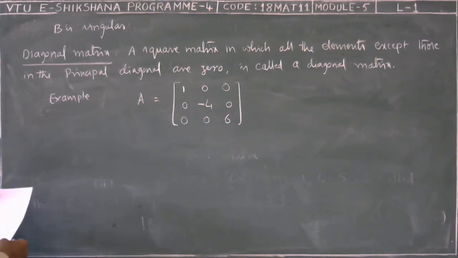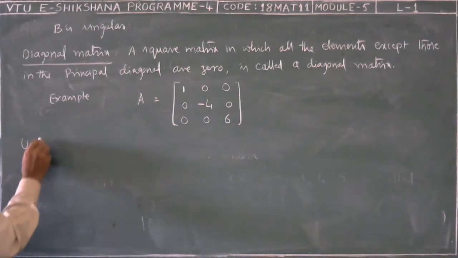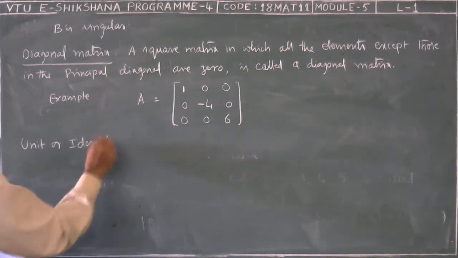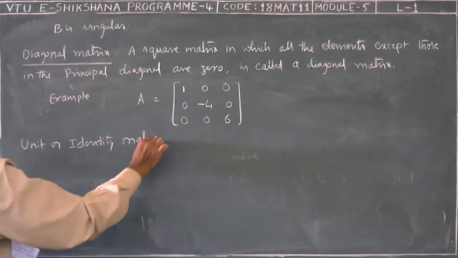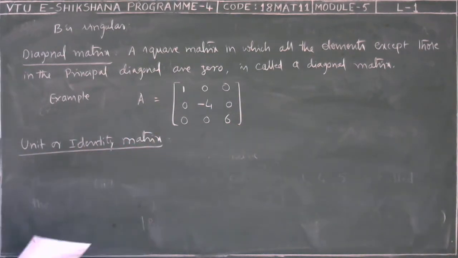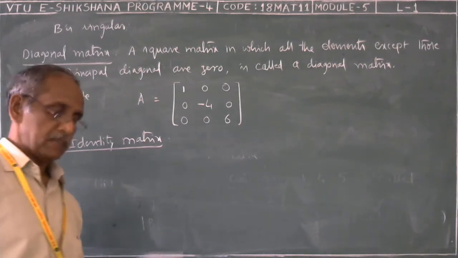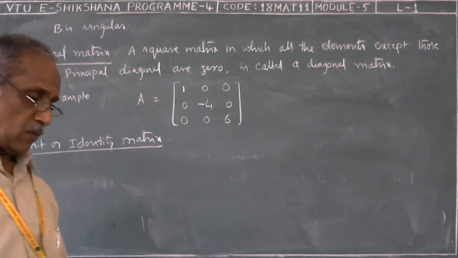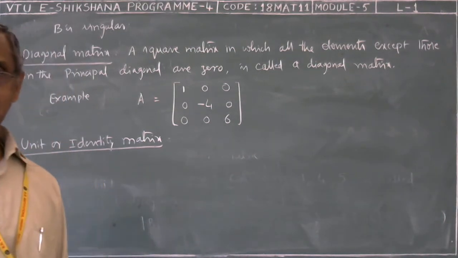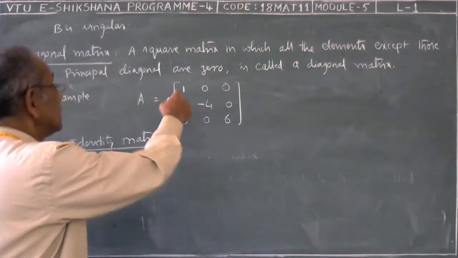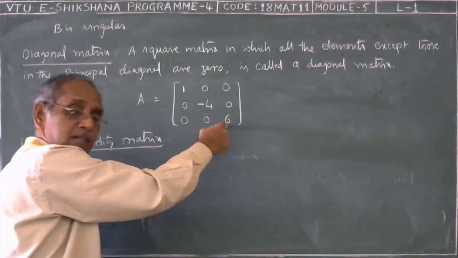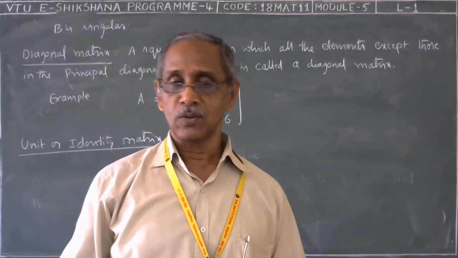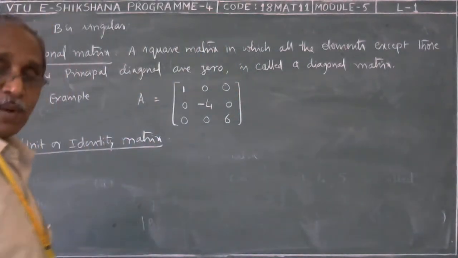Unit or identity matrix. A diagonal matrix in which all the diagonal elements are equal to unity is called a unit or identity matrix. Suppose all these elements are equal to 1, then it is a 3 by 3 identity matrix. Similarly, 4 by 4, 5 by 5, 2 by 2 identity matrices can be defined.